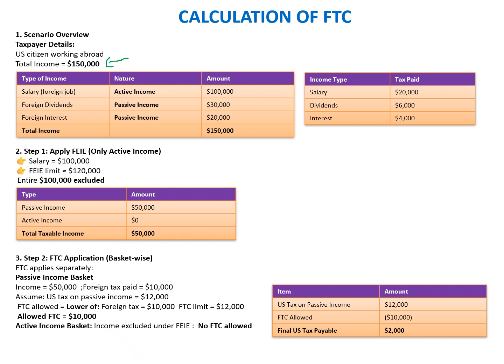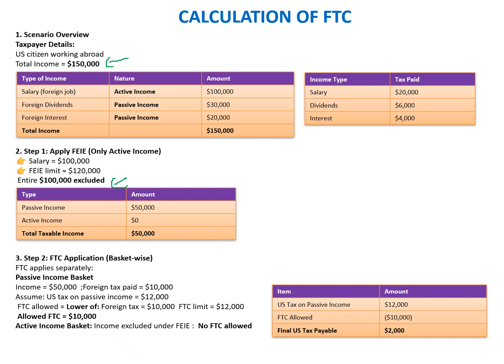So step one, we'll first have to understand the concept of FEIE, and we'll apply that FEIE, assuming that all the conditions have been met to claim the FEIE benefit. So salary is 1 lakh, FEIE limit is 1,20,000. So the entire 1 lakh is excluded from the taxable income. Then what we have is only passive income and there is no active income. So total income is 50,000. Then we'll apply the income tax on the 50,000.